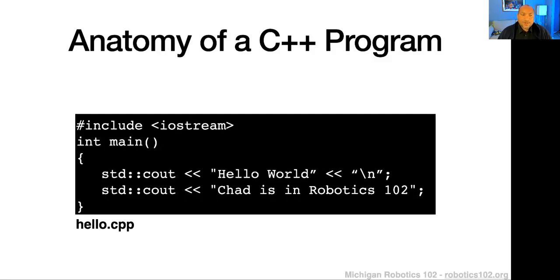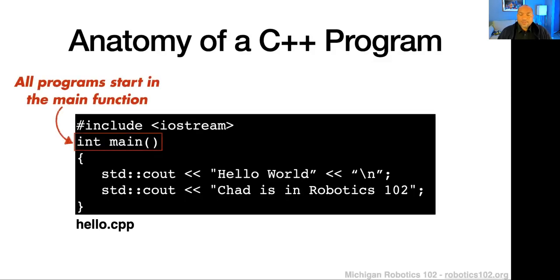The first thing we should know is that all programs start in the main function. We can declare a main function by saying int, with a space, then main, and then an open parenthesis and a closed parenthesis. So main is the program. When the compiler is looking through your source file, it's looking for this function called main, and that is always going to be the start of your program.